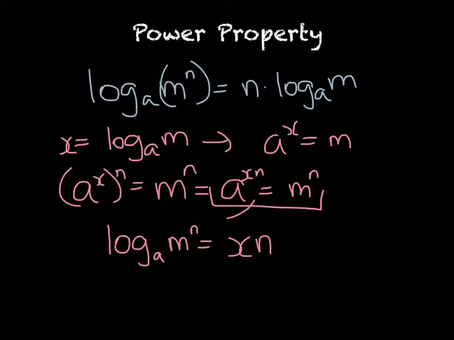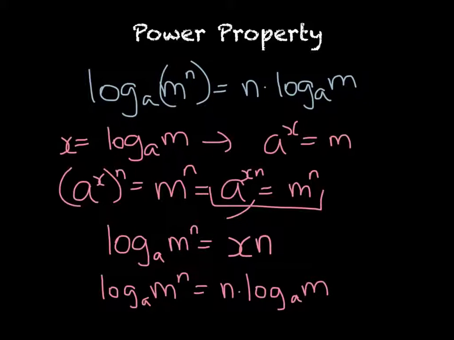xn. And now we can take our definition of x that we had earlier and plug it into this equation, so that what we end up with is log base a of m to the n is equal to n times x, or n times log base a of m, which is what we were trying to prove in the first place.